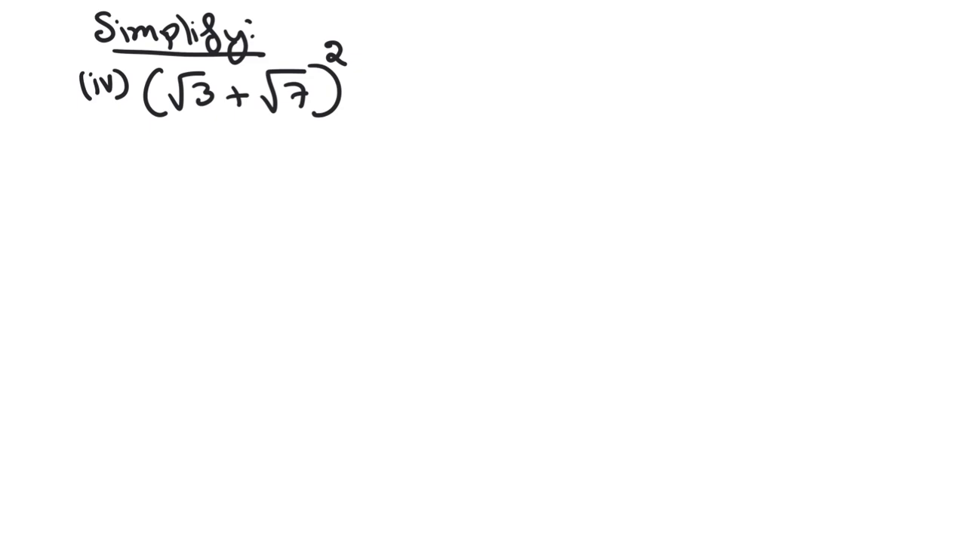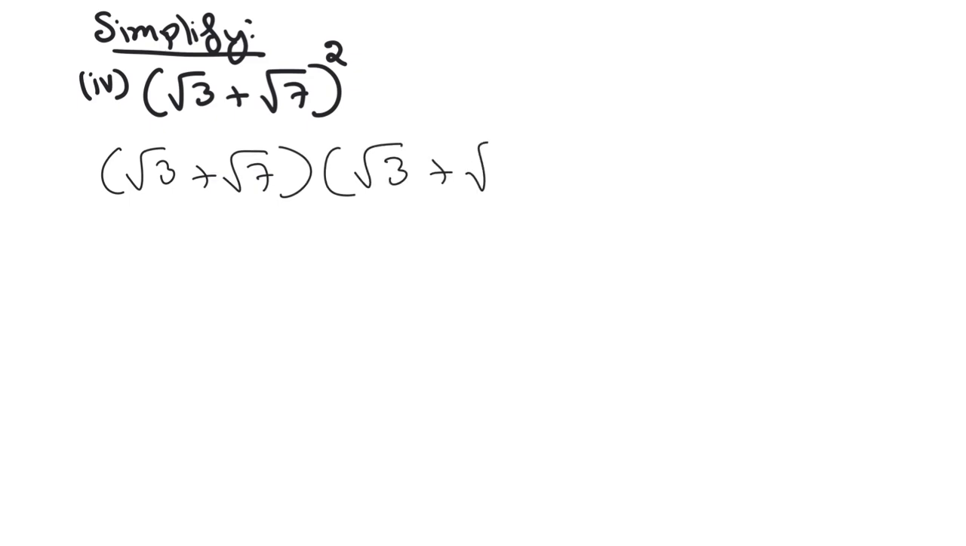Root 3 plus root 7 the whole squared. What do we mean by the whole squared? Can we write this as root 3 plus root 7 times root 3 plus root 7? Is it the same thing? It is, because squared means the same thing is repeated twice. Now we know how to open the brackets. Every term in the first bracket is multiplied with every single number in the second bracket.